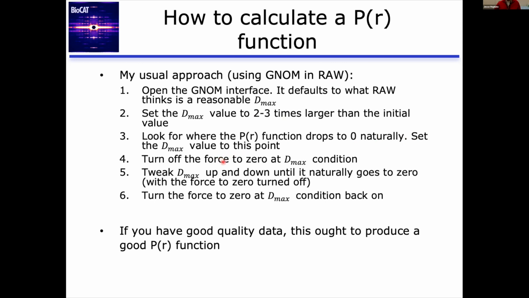I turn off the forced 0 condition, and I tweak the maximum dimension up and down until the P(r) function's coming to 0 with the force turned off. Then turn the force back on. If you have good quality data, this ought to produce a good P(r) function and consistent Dmaxes pretty much every time. So this is a kind of generic approach, and we'll go over this tomorrow in the tutorials.